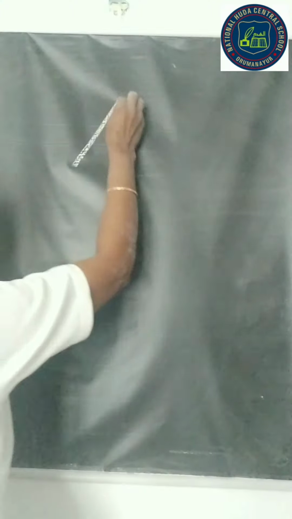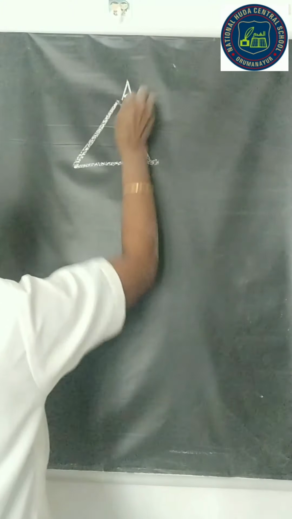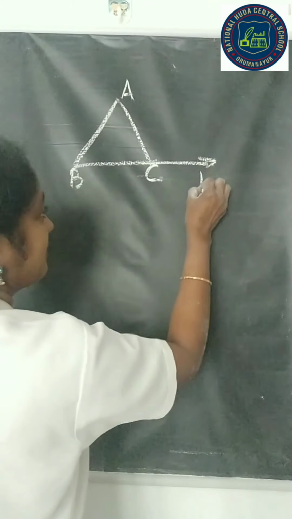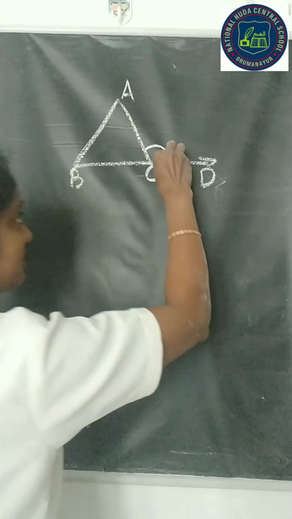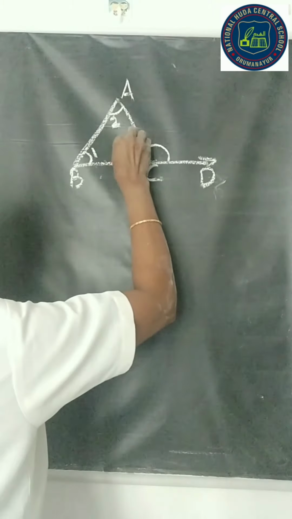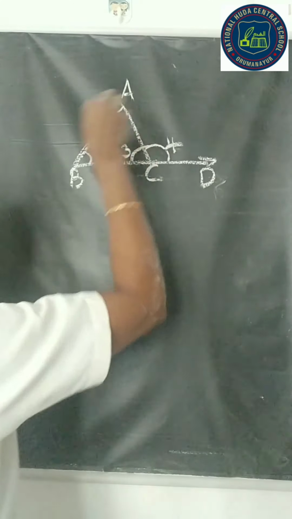Next property is the angle sum property. The total measure of the three angles of a triangle is 180 degrees. Let ABC be a triangle. Now BC is extended to D and there is an exterior angle ACD. Let this be angle 1, this be angle 2, this be angle 3 and this be angle 4.